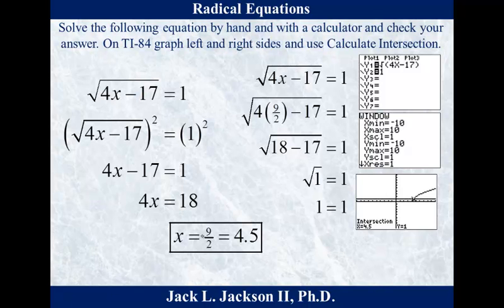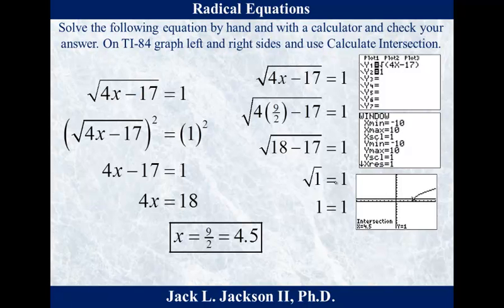or in decimals, 4.5. Now, this is one where we're squaring, raising to an even power on both sides. You absolutely have to check these, because we can have an extraneous solution here. So we plug in 9/2 for x and work this out. Let's see, the 2 and the 4 cancel down to a 2 times 9 is 18. 18 minus 17 is 1. Square root of 1 is 1. 1 equals 1. All is right with the world. It does check.